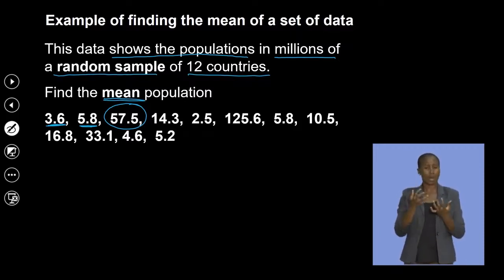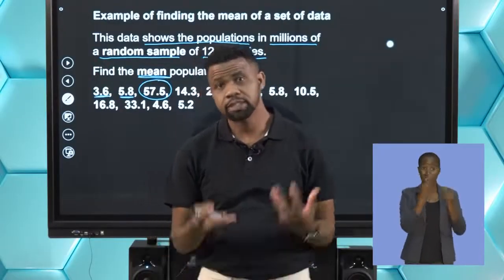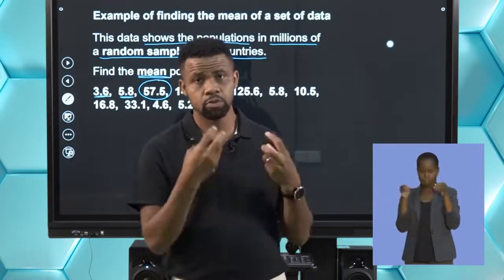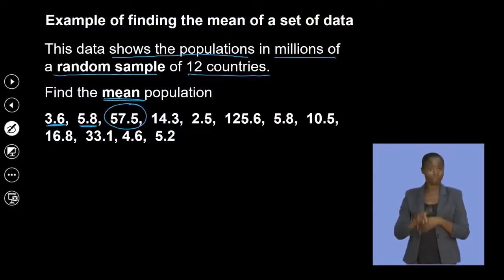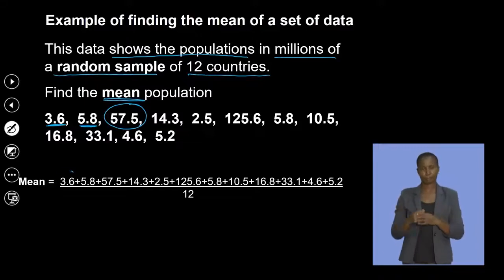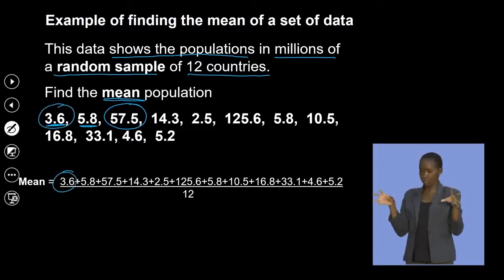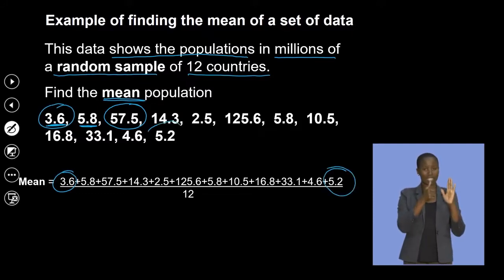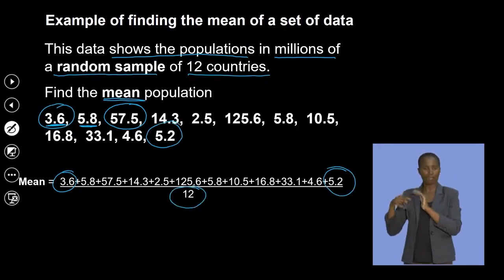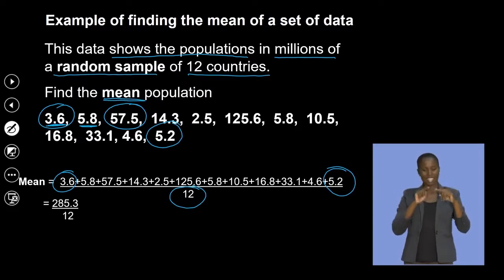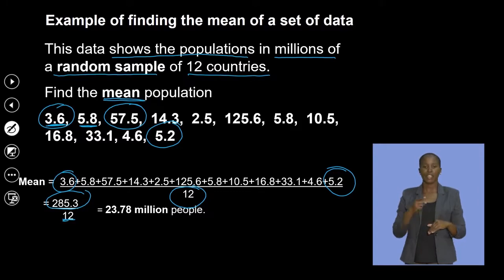To do that, we have to add all the numbers and divide by 12 because we're working with 12 countries. So how do we do that? We add all the numbers from 3.6 all the way to 5.6, divided by 12. Use a calculator, and if you add all the numbers on top, that's what we get, divided by 12, and our mean is 23.78 million. That's the average of the 12 random countries.